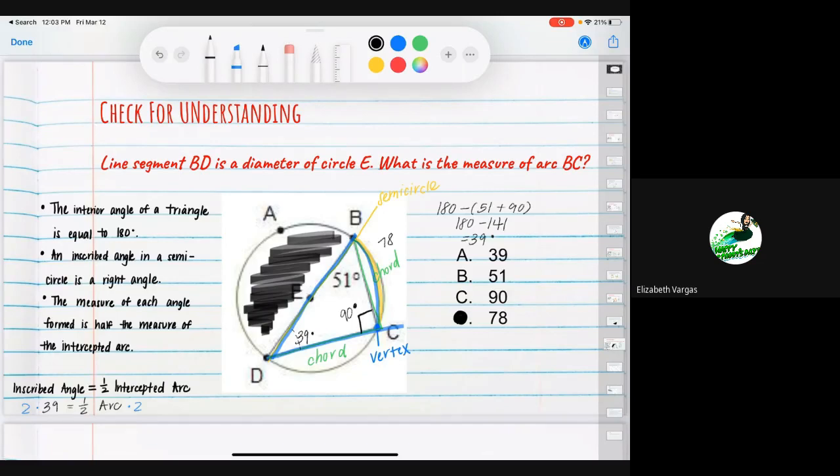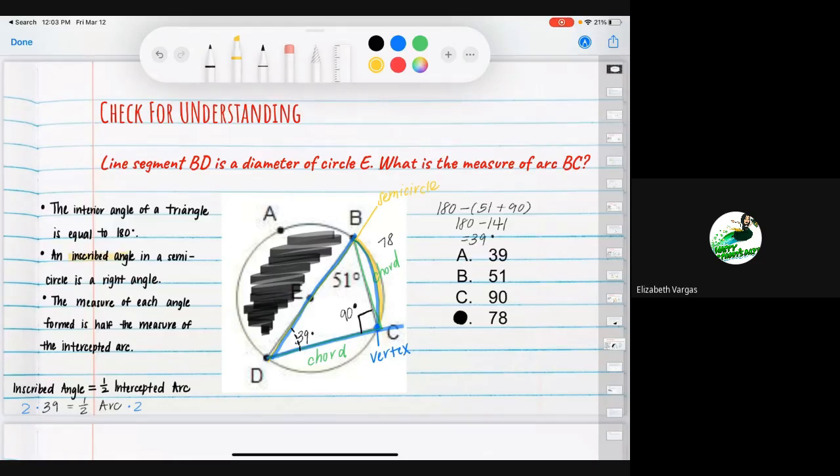That angle is obviously 90 according to the second corollary to the inscribed angle theorem. Okay? But I know that I need to find the measure of arc BC, which means that I need to find the missing measure of this inscribed angle, right? And that's 39 degrees. And what do I know about the inscribed angle and the arc?